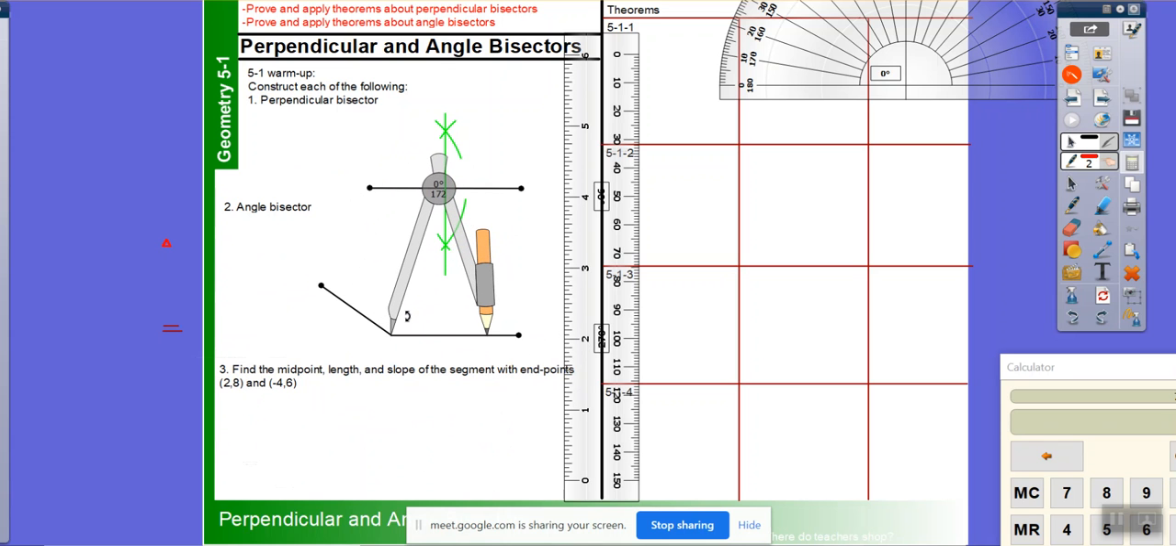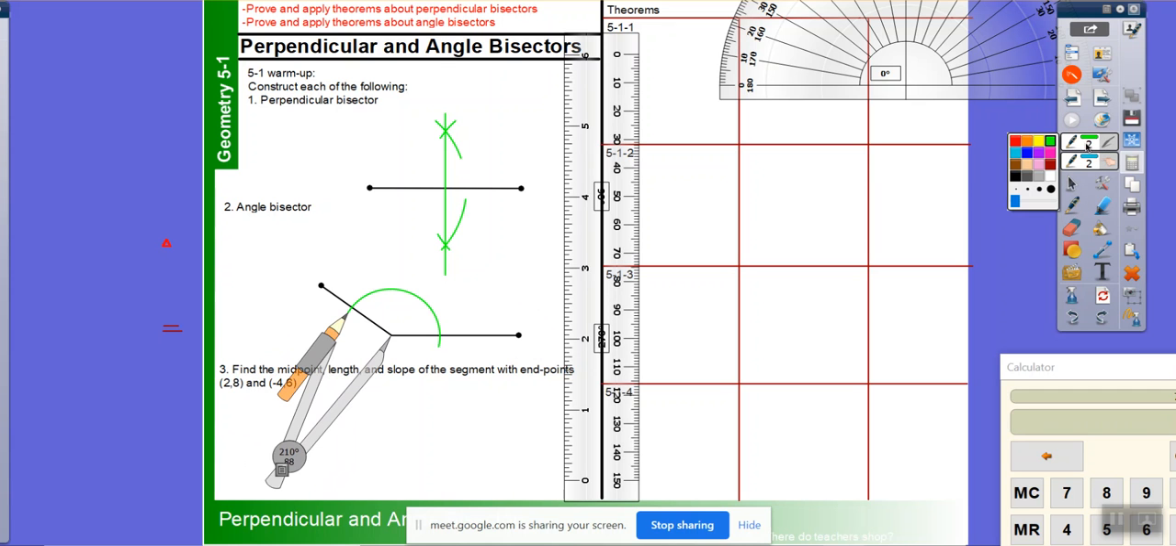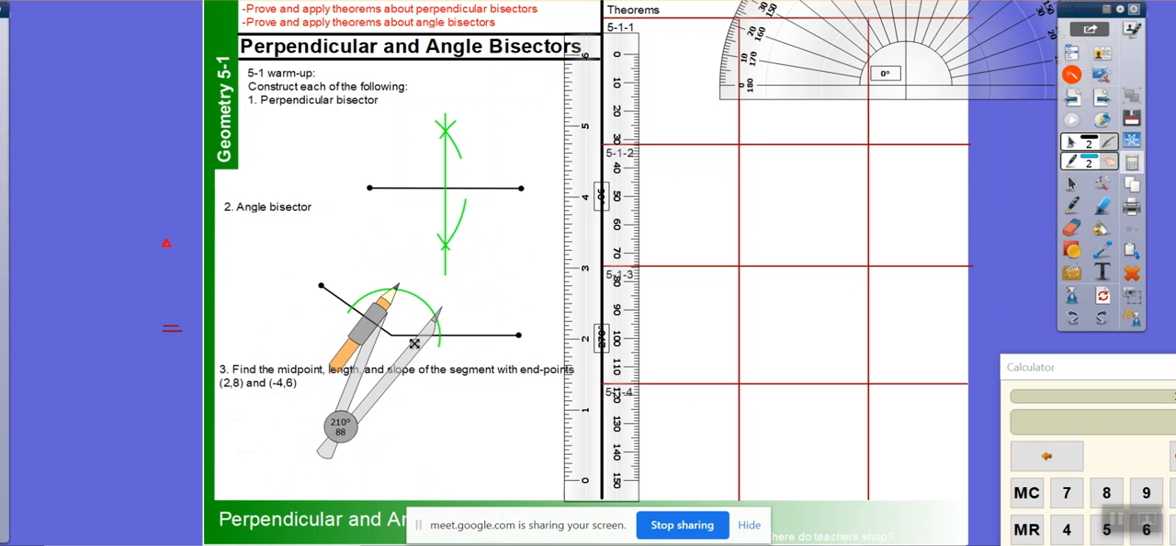And then what I'm going to do is bring the compass setting a little bit closer, because I don't want to have to stretch my compass later past where it can go. And then I am going to draw an arc. I'll use a different color here. I'm going to draw an arc, it's still green, that intersects both legs of my angle.